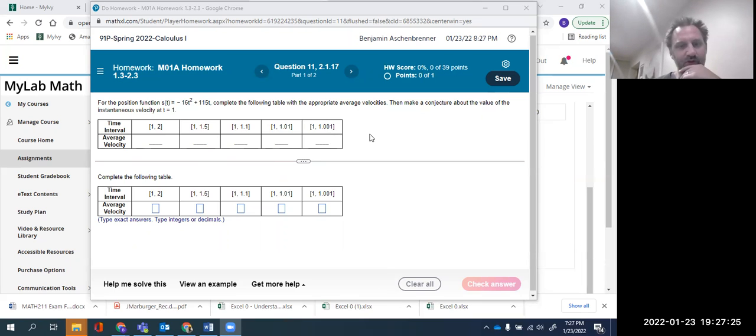And then we're going to go from there and figure out how, as we narrow that interval down, what happens to average velocity, and can we make a prediction about where it's going to end up. Now, I'm not going to do this question because you may get this question, you may get something similar. I think they just changed these numbers around.